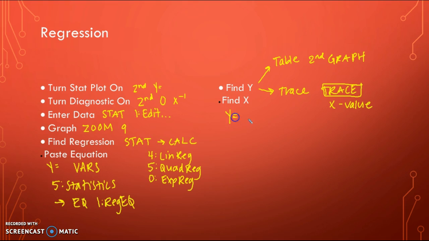And then the other option is when you're given y and you want to find x. So you're going to go to y equals and type in whatever your y value is. Go back to your graph, make sure you can see the intersection, and then we're going to go second trace number 5 intersect. And let the calculator find that intersection for us, and that is where our x value is at that y value.